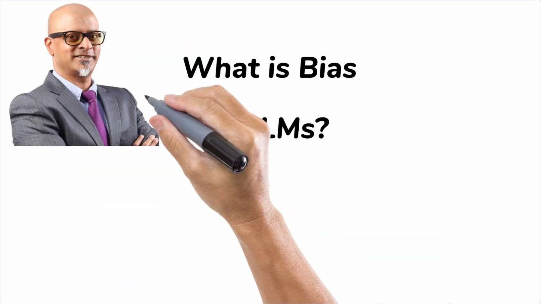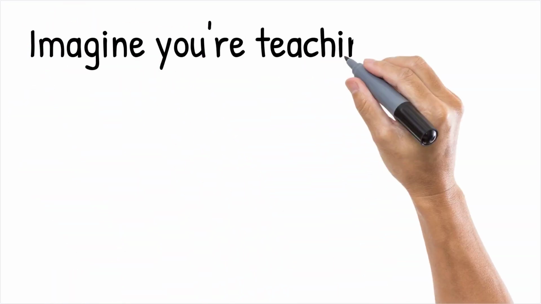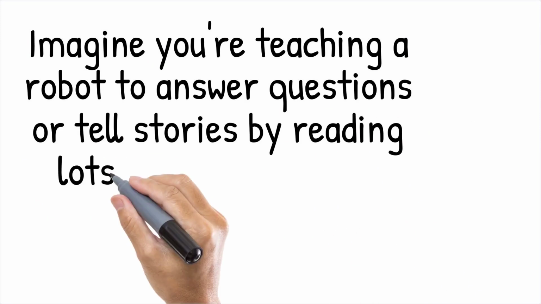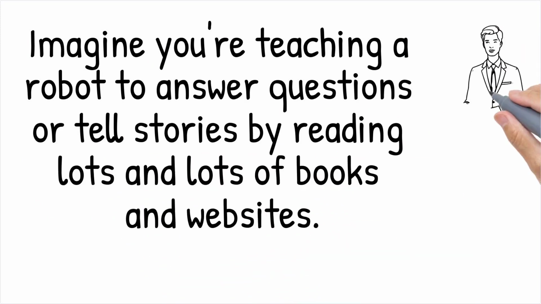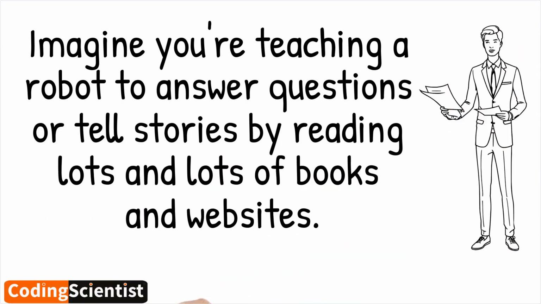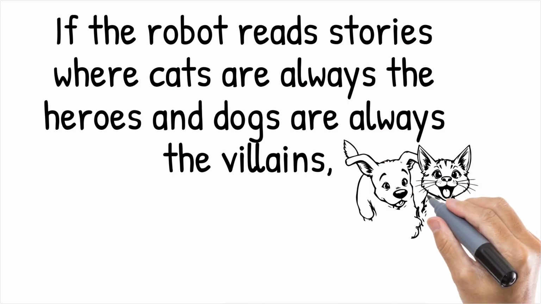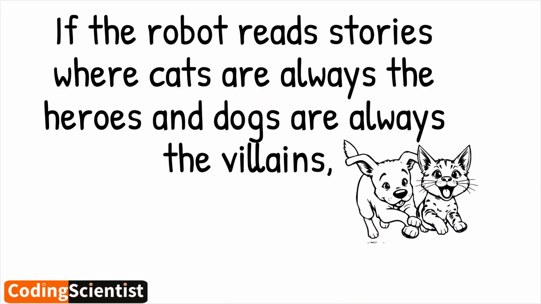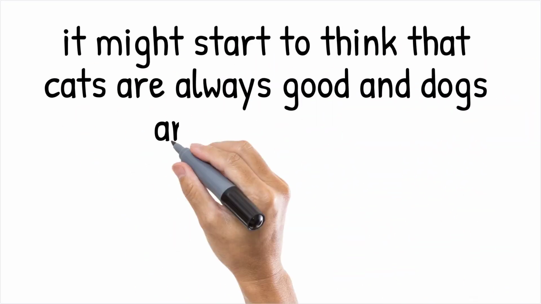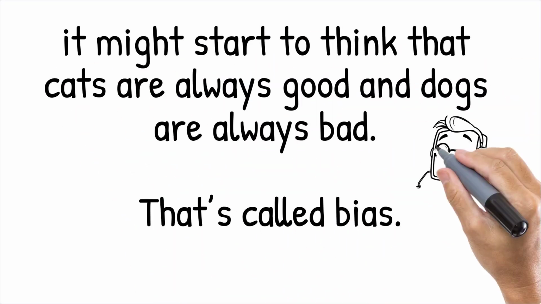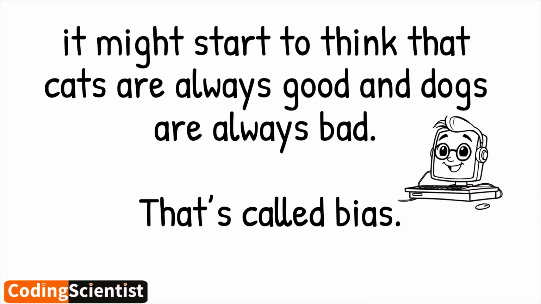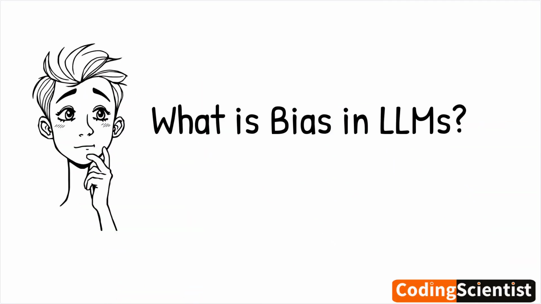What is bias in LLMs? Imagine you're teaching a robot to answer questions or tell stories by reading lots and lots of books and websites. If the robot reads stories where cats are always the heroes and dogs are always the villains, it might start to think that cats are always good and dogs are always bad. That's called bias.